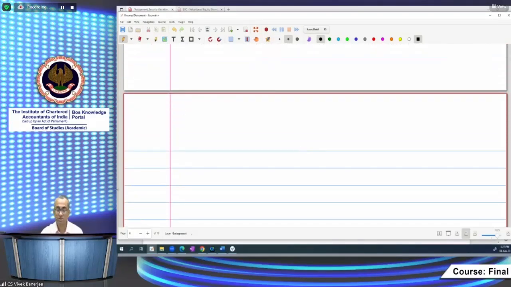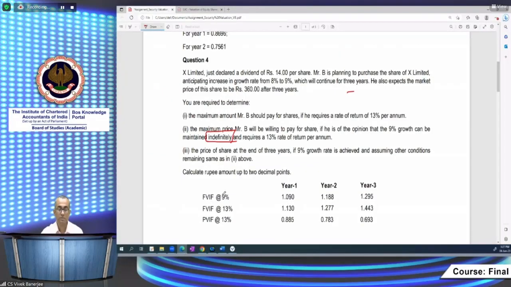Now come to the third part of the assignment. What the third part is saying: you have to determine the price of share at the end of 3 years if 9% growth rate is achieved, and assuming other conditions remaining same as in 2 above. Price of share at the end of 3 years.